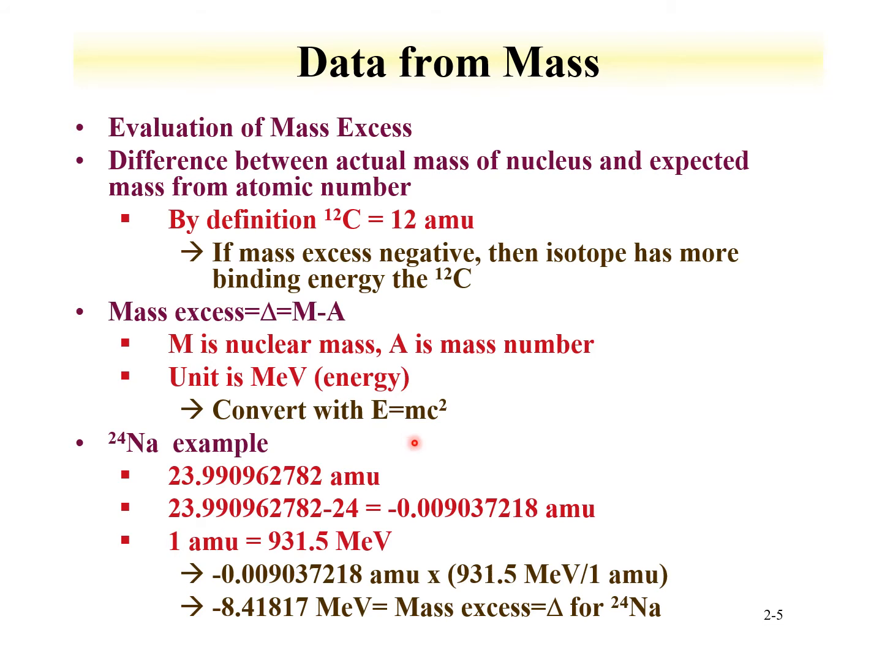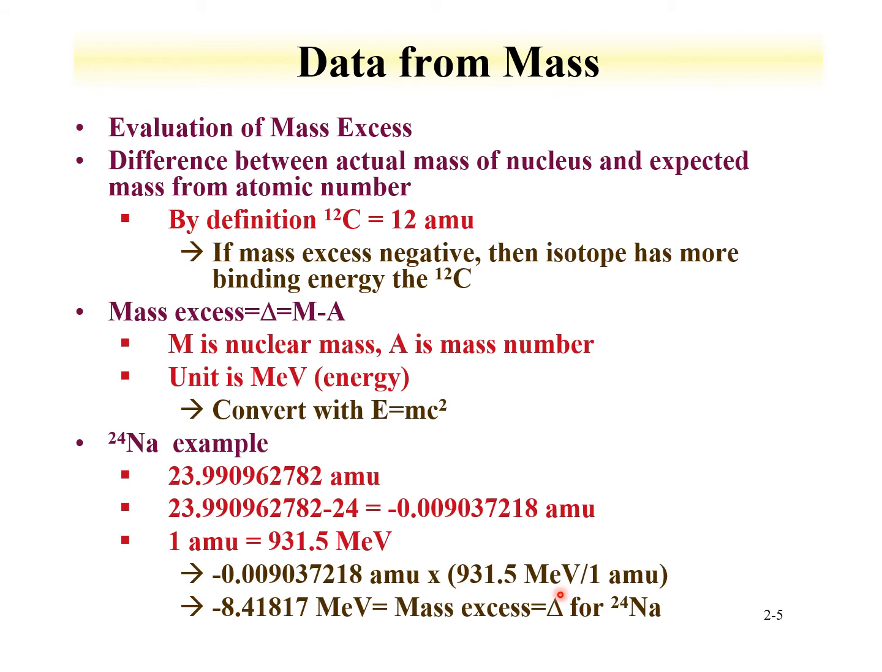As an example of what we mean by mass excess, if we look at sodium-24, the AMU, the atomic mass, is listed here. It's just a little bit under 24, right? So 23.9909, etc., minus 24 is equal to this very small negative number. And I already gave you this value that we're going to convert it from atomic mass units into energy. And it turns out that 1 atomic mass unit is equal to 931.5 MeV. So about 1 atomic mass unit is about 1,000 MeV, kind of a reasonable rule of thumb. So if I take this value, multiply it by 931.5 MeV per atomic mass unit, I get that the mass excess for sodium-24 is equal to negative 8.418, etc., MeV, mega electron volts.